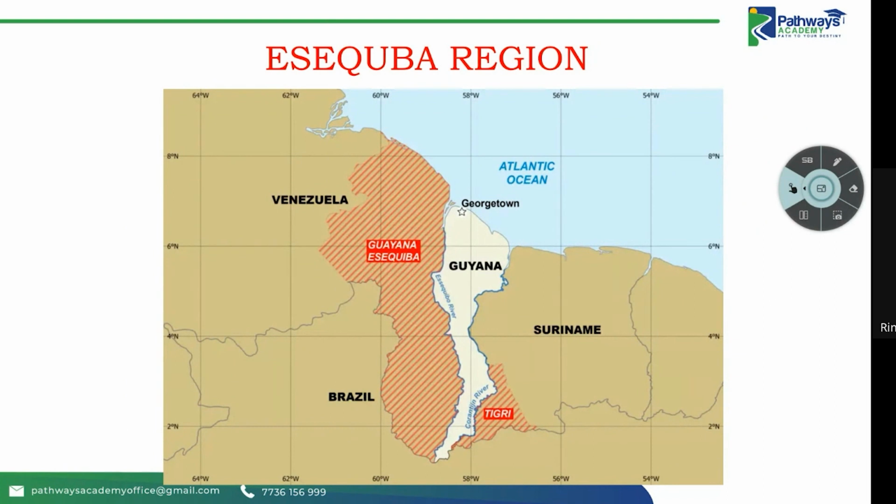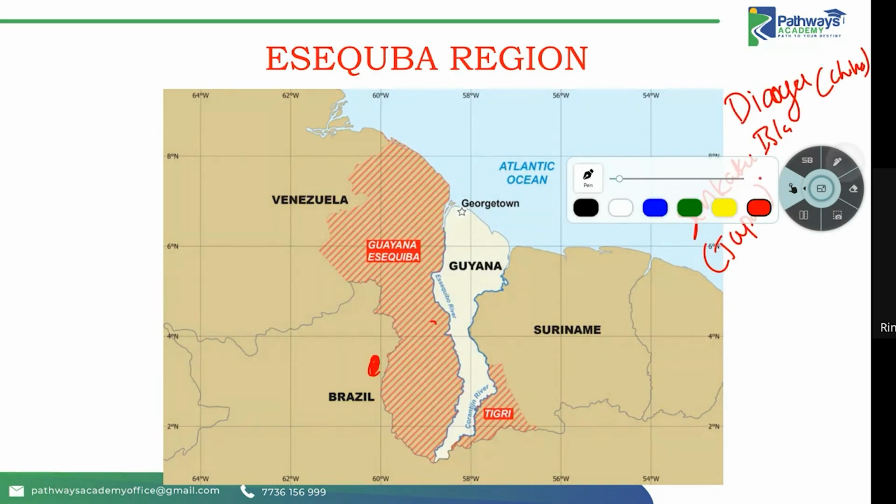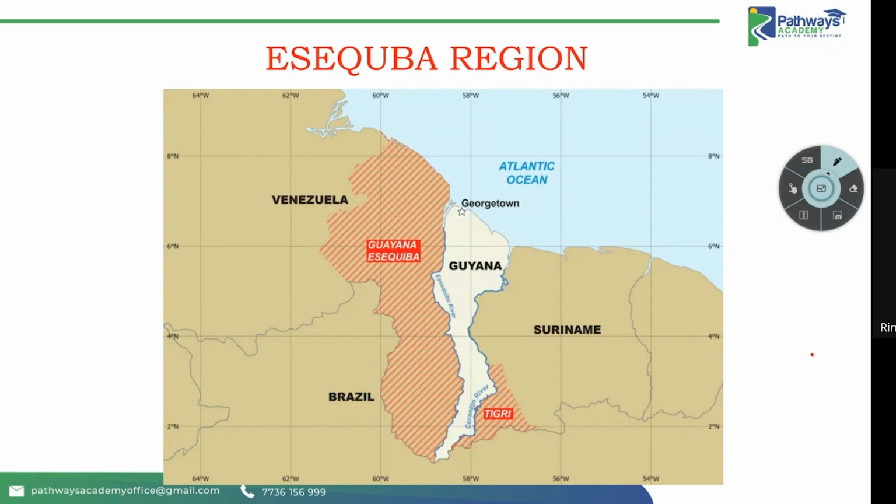Next one is Essequibo region. Essequibo region is a region which is present in Guyana in South America. It's a disputed territory between Venezuela and Guyana. Because it's a natural gas and oil rich region, that's why there is a dispute between Venezuela and Guyana. It is a part of Guyana. Why is it a disputed territory? Because it's rich in oil and natural gas.